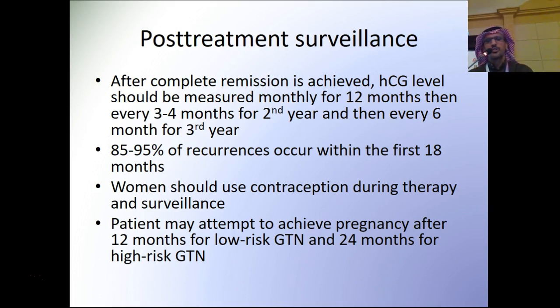Women should use contraception during the therapy and surveillance to be sure there is no pregnancy, because if beta-HCG is elevated with a pregnancy, is it because of the pregnancy or is there still active GTN? So we advise that patients use contraception. A patient may attempt to achieve pregnancy after 12 months for low-risk gestational trophoblastic neoplasm and 24 months for high-risk gestational trophoblastic neoplasm.